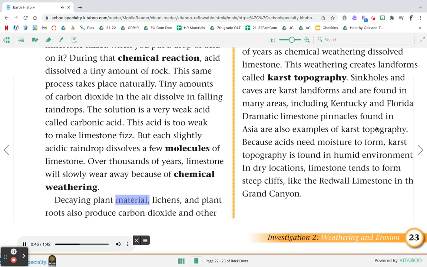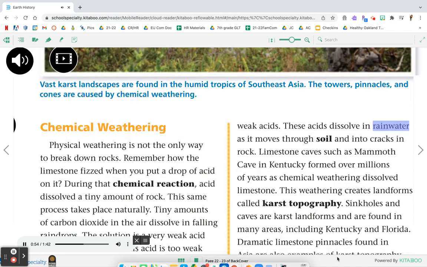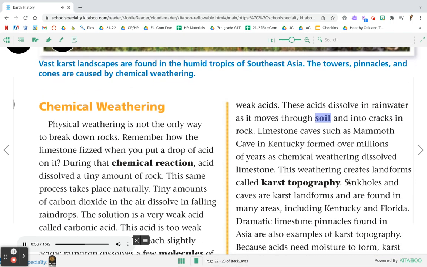Decaying plant material, lichens, and plant roots also produce carbon dioxide and other weak acids. These acids dissolve in rainwater as it moves through soil and into cracks in rock. Limestone caves, such as Mammoth Cave in Kentucky, formed over millions of years as chemical weathering dissolved limestone.